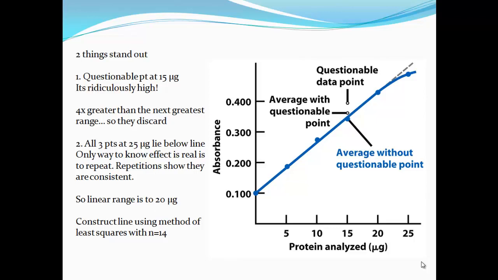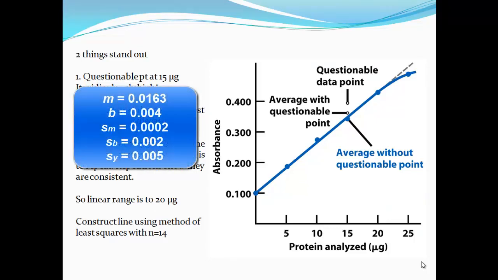If you do all of that, which I suggest you do, take the time and actually construct it yourself so that you get the same answers that they get. For the slope, they get 0.0163. For the y-intercept, they get 0.004. For the standard deviation in the slope, they get 0.0002. For the standard deviation in the y-intercept, they get 0.002. And for the standard deviation in the vertical deviations, they get 0.005.